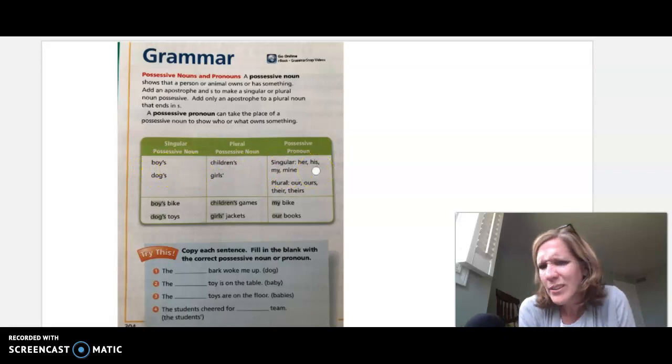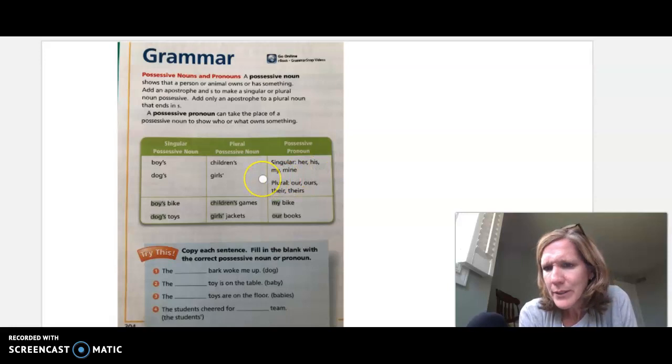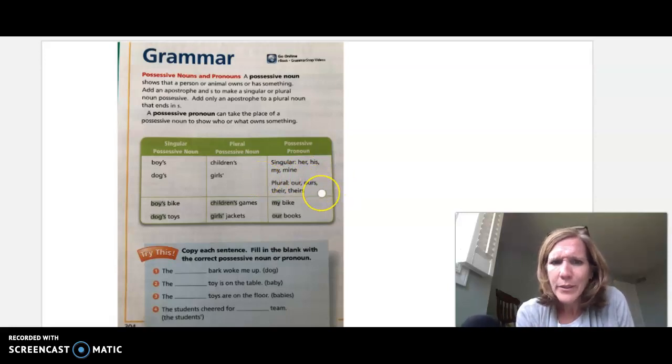I wouldn't say her book because it's a boy. And I wouldn't say my book because I'm not the boy. And I wouldn't say our book or their book, right? I would use his, the only one that matches. In this one, girls with an apostrophe at the end, we know that it's more than one girl.